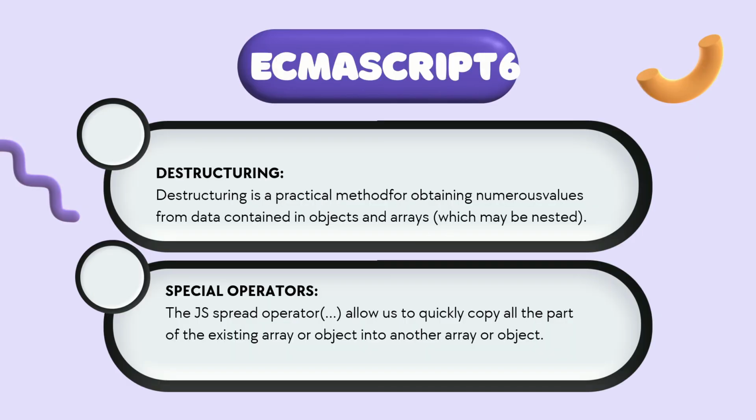ECMAScript 6. It contains properties like destructuring, which means a practical method for obtaining numerous values from data contained in objects and arrays, which may be nested. Special operators. The JS spread operator allows us to quickly copy all or part of an existing array or object into another array or object.